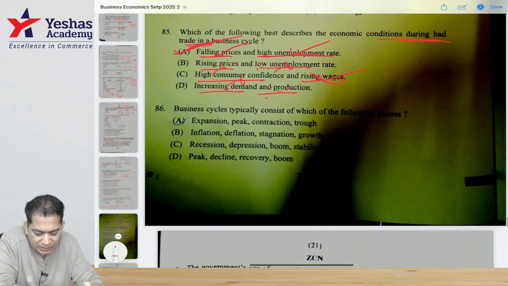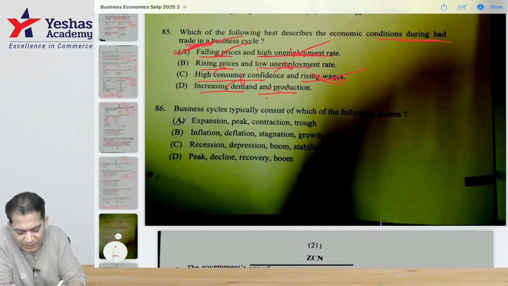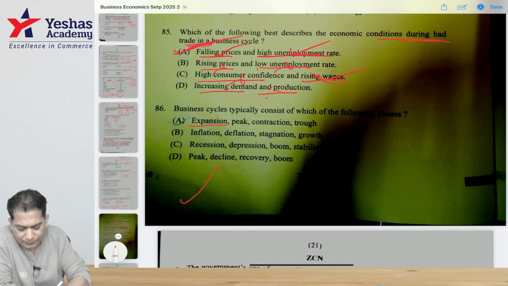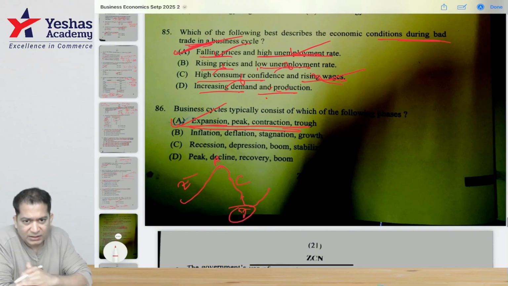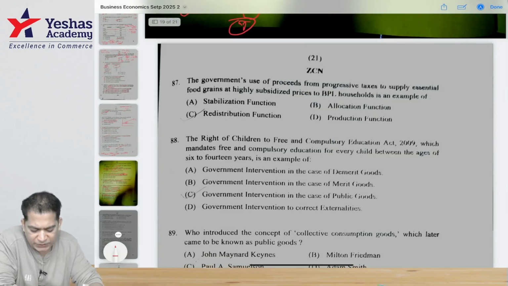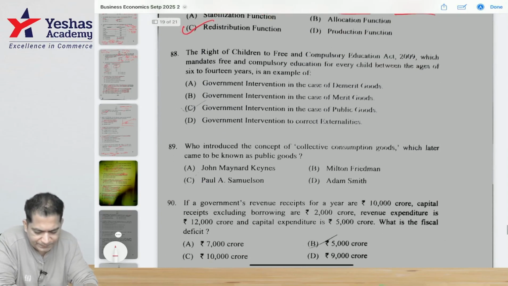Business cycle typically consists of which of the following? The phase is not clearly visible, but let's see. Expansion, after that peak, contraction, and trough or depression. So this is the correct linear progression. The government used proceeds from progressive tax to supply essential food grains at highly subsidized price to BPL households, redistribution function. Richard Musgrave, we have covered this.